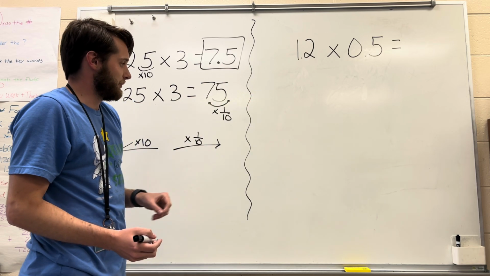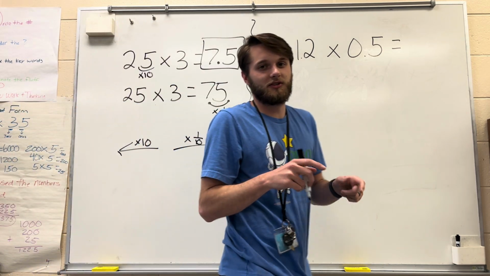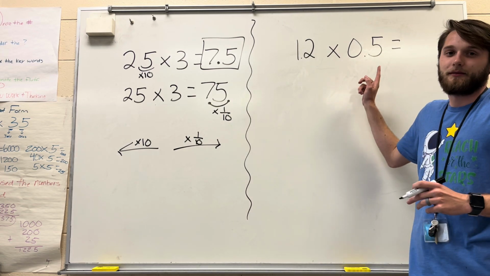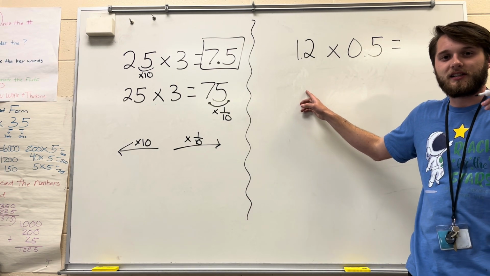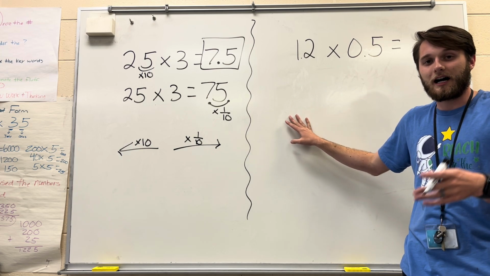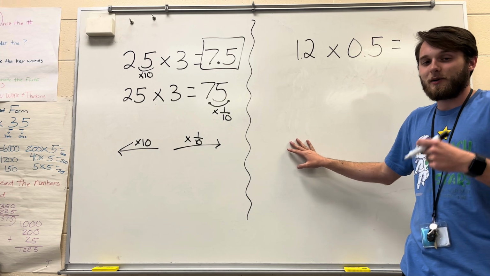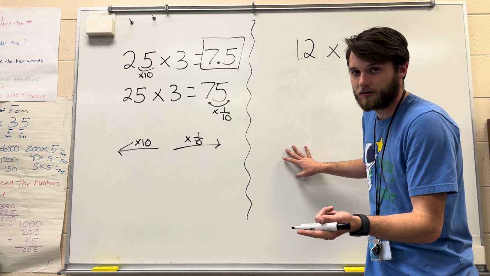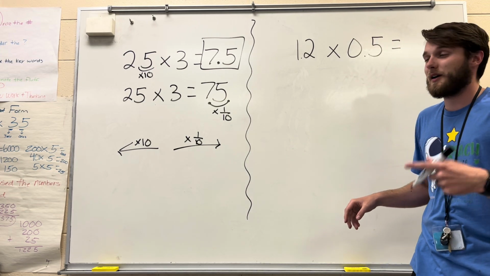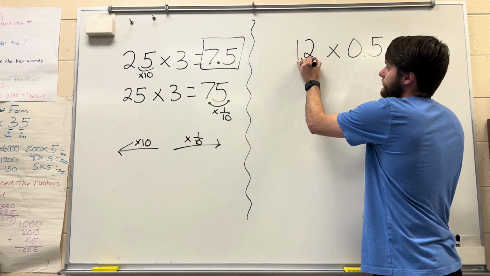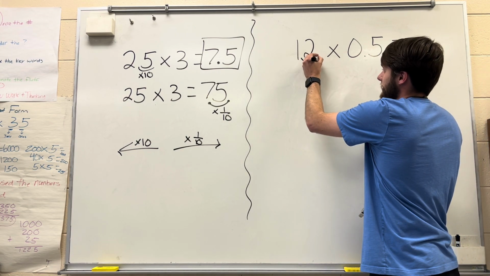Okay, so let's go to this next one. We're going to use those same steps when solving this. So again, I can't do this in my head. I need to make this into an easier number to multiply. And how am I going to do that? Well, fill in the blank. I need to change my number to a whole number. Okay, or change my decimal to a whole number. So I'm going to move my decimal over.